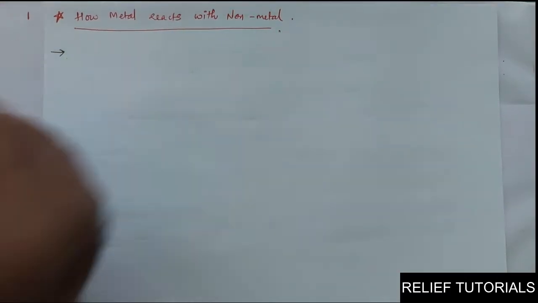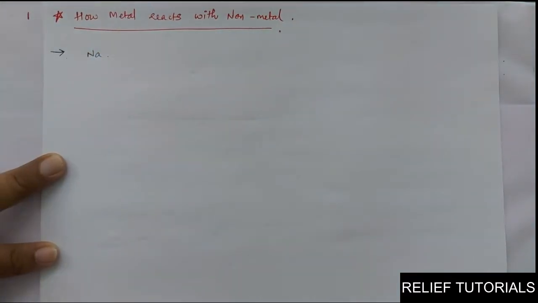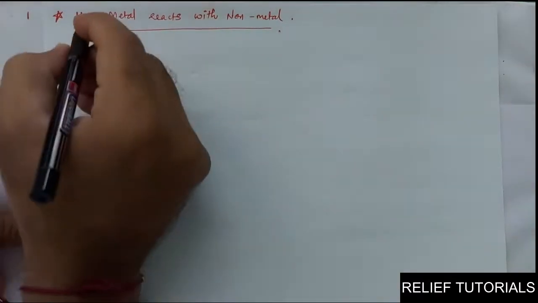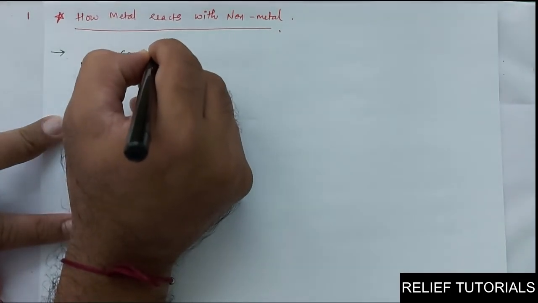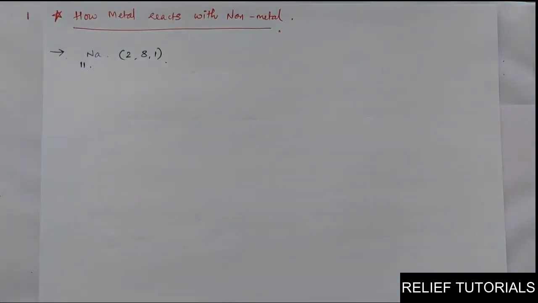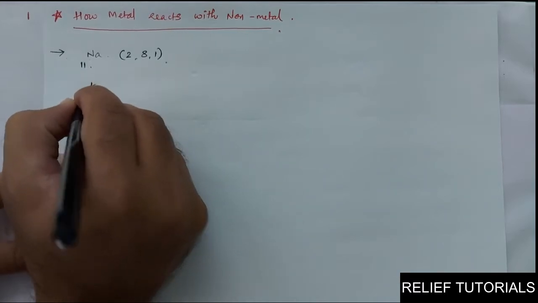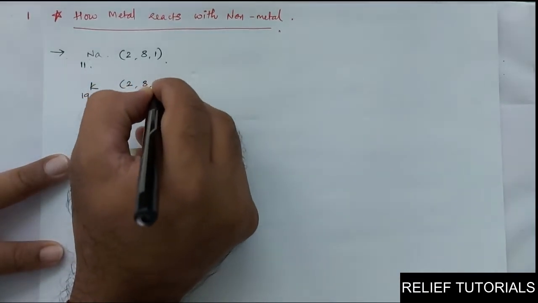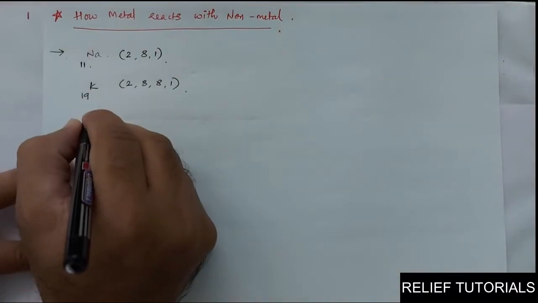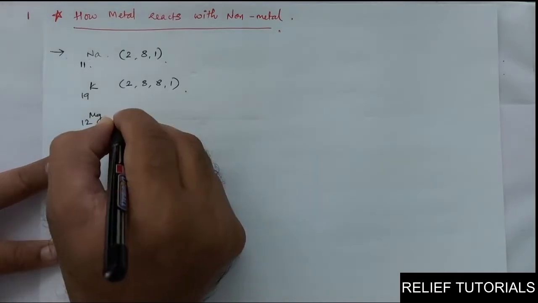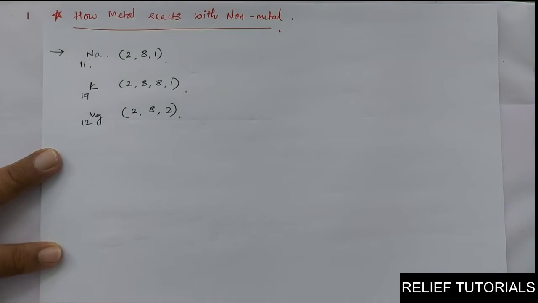Let us take some examples of metals first. Let us say sodium. Atomic number of sodium is 11 and its electronic configuration is 2,8,1. Potassium, atomic number is 19. Configuration is 2,8,8,1. Atomic number of magnesium is 12. Electronic configuration is 2,8,2.